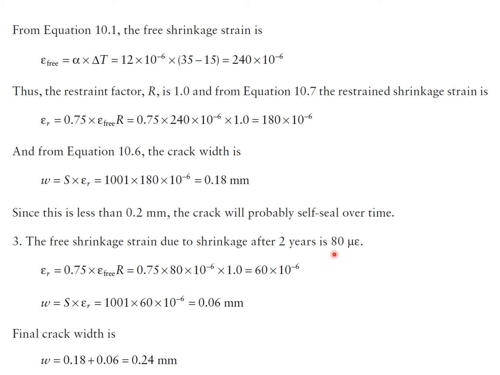The question says that we're expecting 80 microstrain of shrinkage over a 2-year period, so we can recalculate the crack. So this would give us an additional 0.06 millimeters of crack width. So the final crack width is going to come out at about 0.24 millimeters. We did make some fairly conservative assumptions here. We did assume that the restraint factor is 1.0, so this may be a little bit on the conservative side, but it's a reasonable approximation on the final crack width.